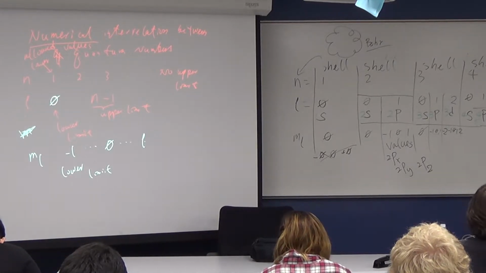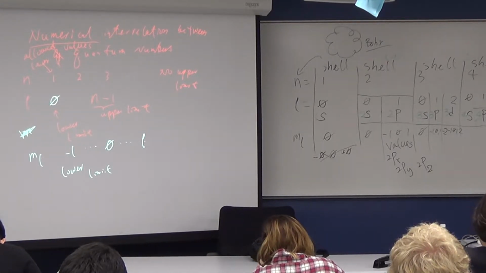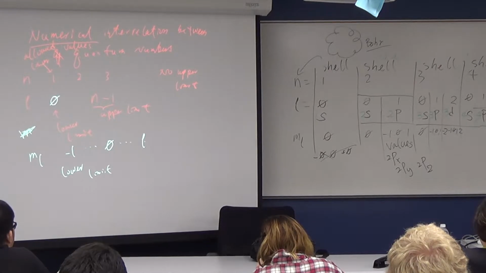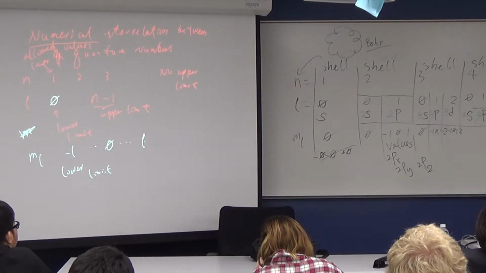But the electron, those are just probability densities. So when we draw something like that, it means you have 90% probability of finding the electron in there. There's still 10% outside.